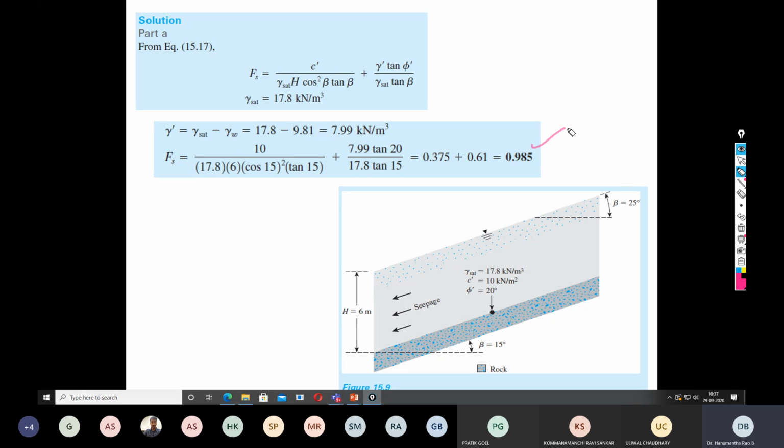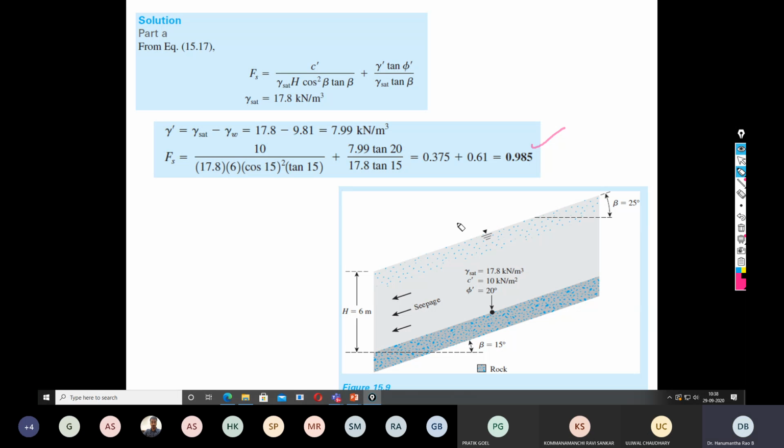Then you can increase the cohesion component, and you can increase the angle of internal friction component. If you increase from 10 to 20, your factor of safety value increases. If you increase 20 to 30, your factor of safety value also increases.